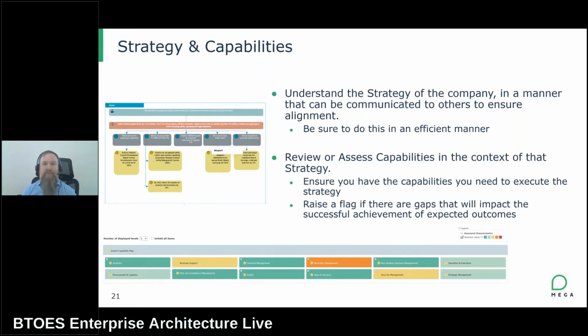And then we're going to review and assess those capabilities against that strategy. How well fitted are the current capabilities within your organization to enable us to achieve that strategy? And where we find gaps is where we can focus on transformation, and we can use that to prioritize those transformations to give us the best chance of achieving success.